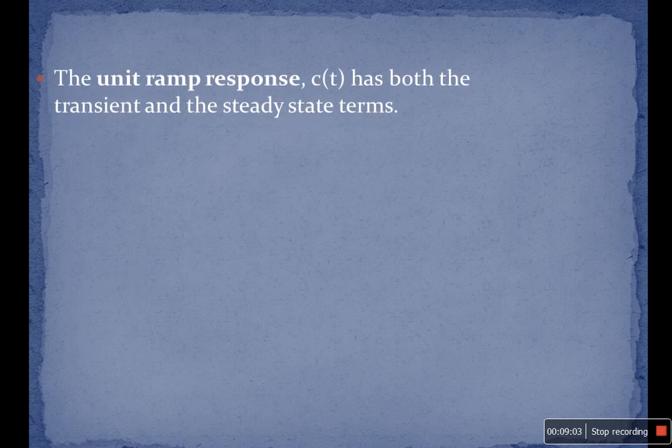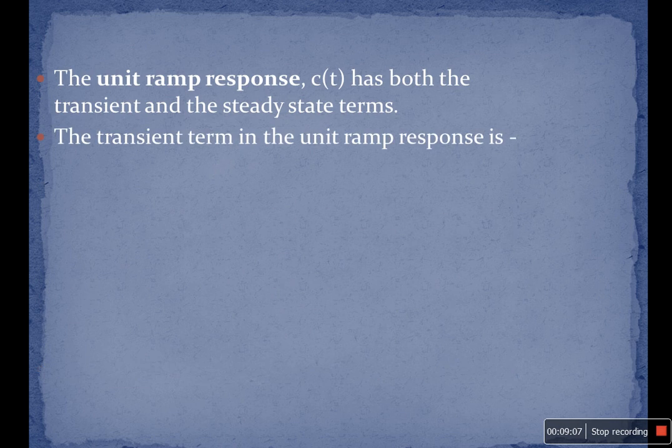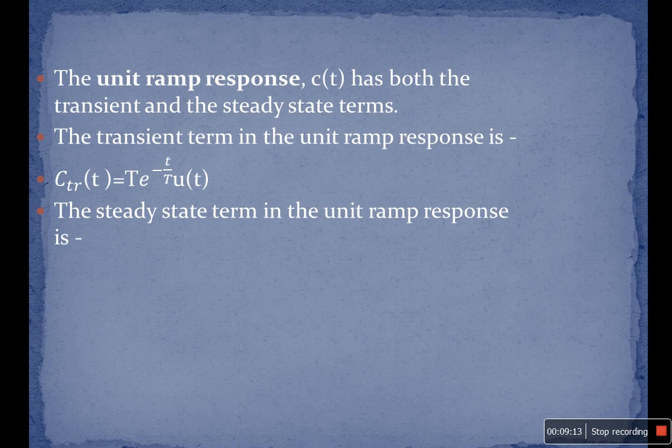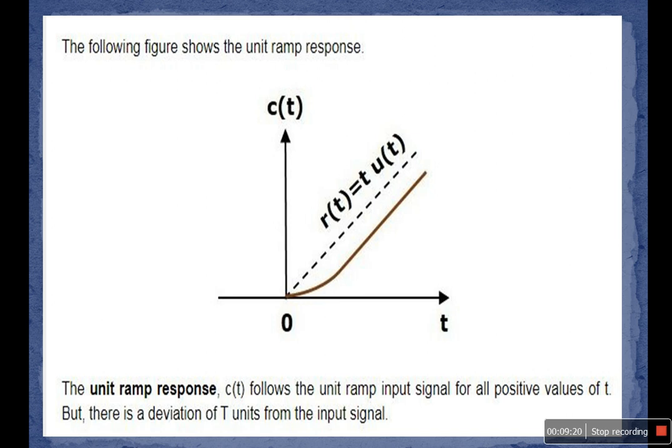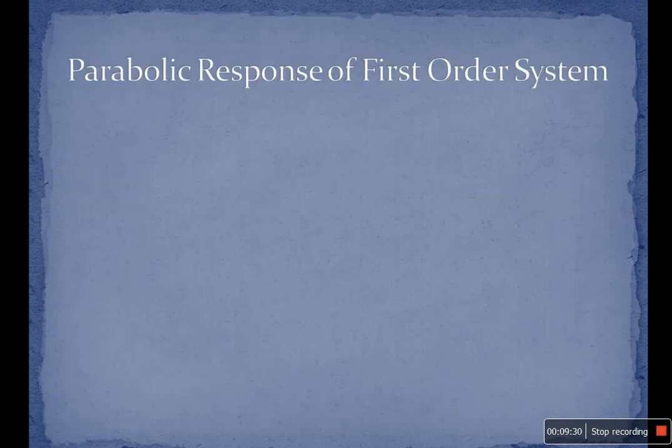So the unit ramp response c of t has both transient and steady state terms. The transient term in the unit ramp response is tau into e power minus t by tau into u of t. The steady state term is nothing but t minus tau into u of t. So this is the response of the system when the input is unit ramp.